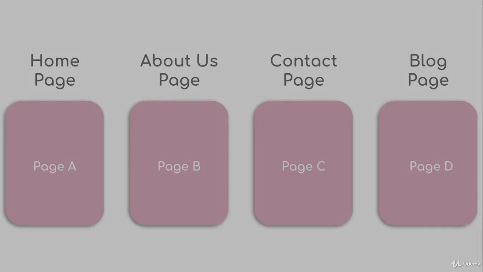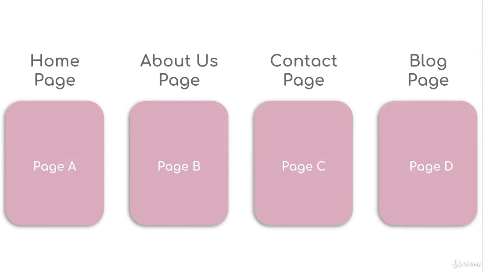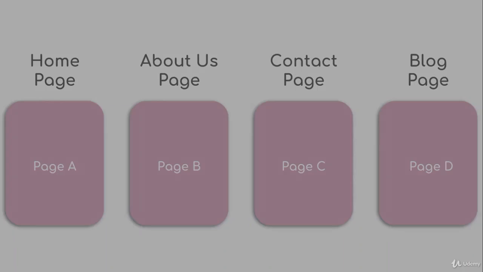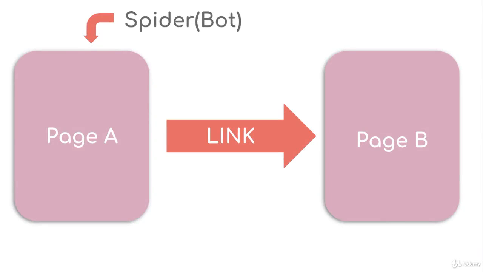Let's say you have 4 pages on your site, page A, B, C, and D. Assume page A is your home page. Now, when a spider visits your site, it goes directly to page A because it's your home page. It will crawl this page and find a link to page B. It will go to page B and start crawling that, and when it finds a link to page C, again it will go to page C and crawl it.